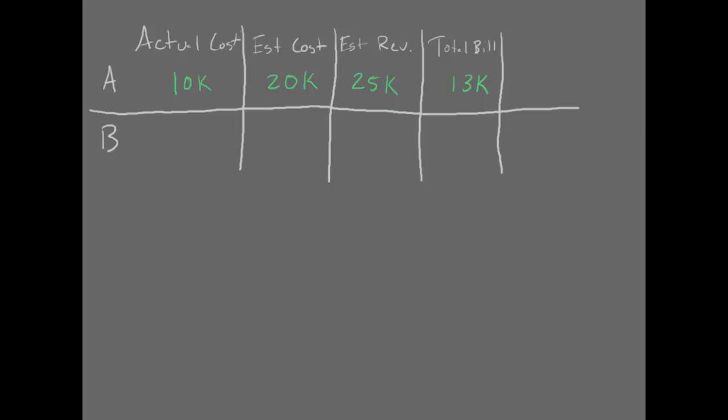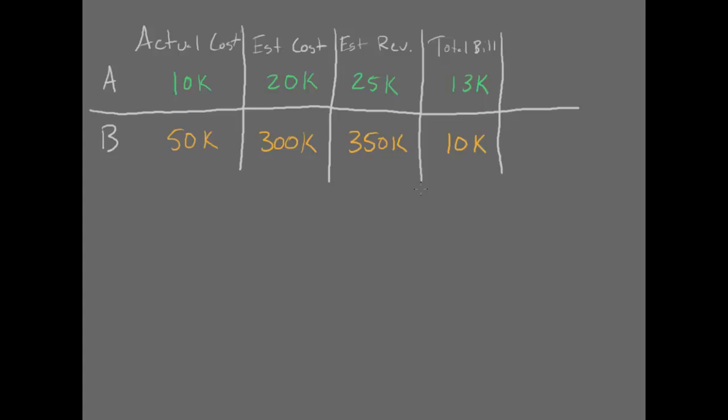Project B, the bigger job, I'm just getting started on. My actual cost, I have $50,000 in it. My estimated cost is $300,000. My estimated revenue is $350,000. And my total billing to date is only their down payment, which was $10,000.